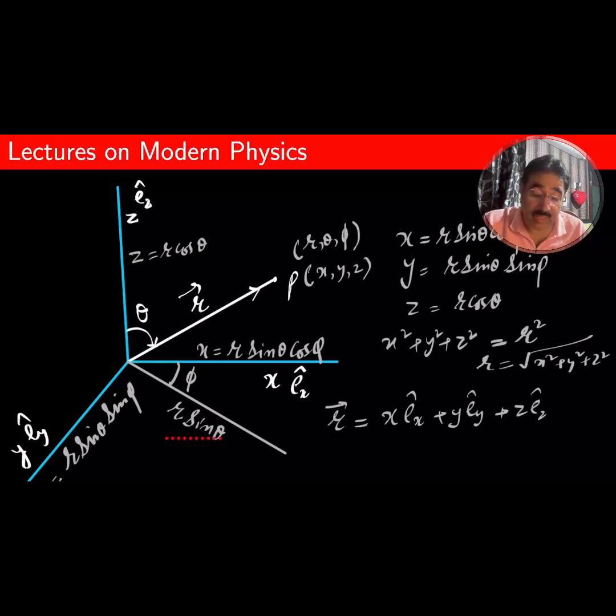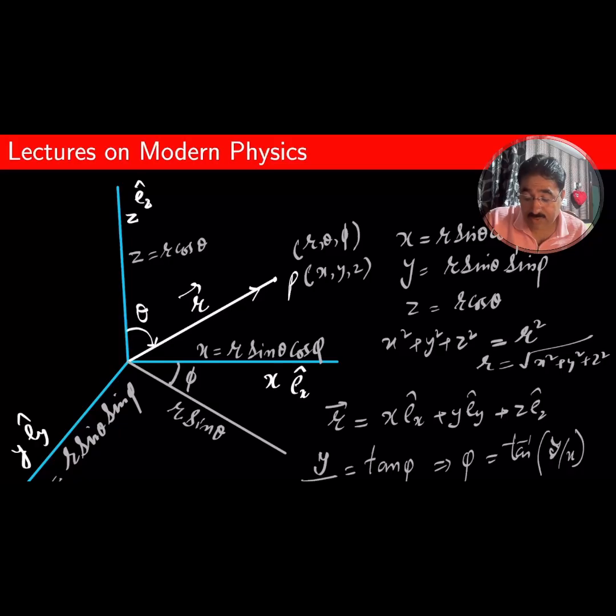Now, if I divide y by x, sin theta and sin theta will go, r and r will go, and you will have tan phi only. So that gives phi as tan inverse of y by x. So now phi is in terms of y and x. And what about theta? I can do that simply. You can write cos theta as z divided by root of x square plus y square plus z square, and theta would be the cos inverse of that. So now you have expressed x, y, z in terms of r, theta, phi, and r, theta, phi in terms of x, y, z.